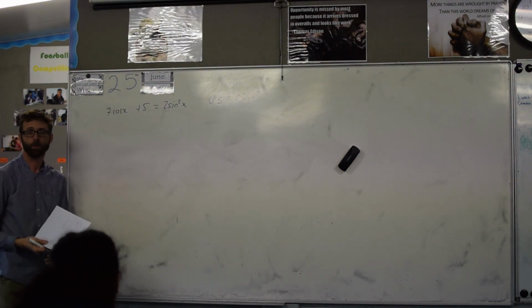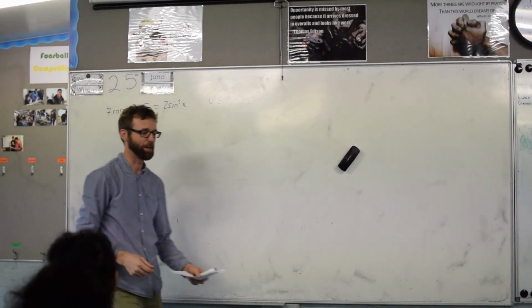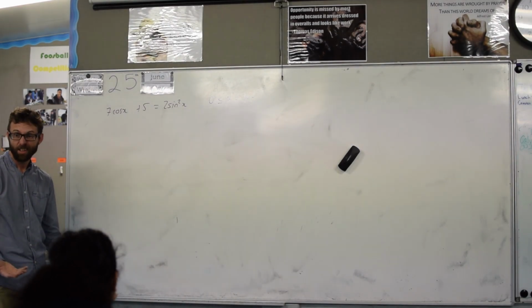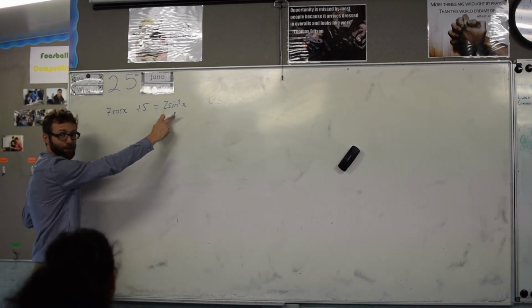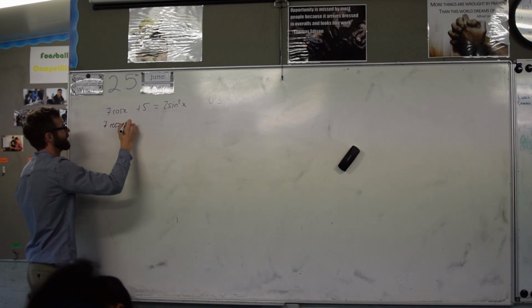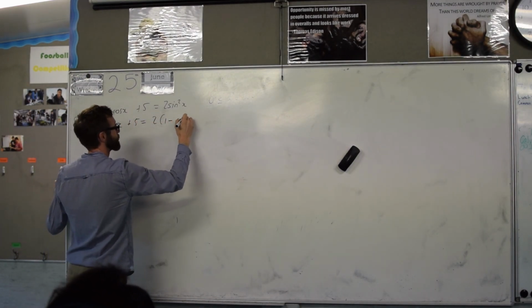We're trying to solve 7 cosine x plus 5 equals 2 sine squared x, for 0 is less than or equal to x is less than or equal to 360. Okay, what are we going to do with this? Which identity are we using this time? Tan? No. Okay, so we're going to change this into cosine, and then we've got our cosine quadratic. 2 times 1 minus cosine squared x.